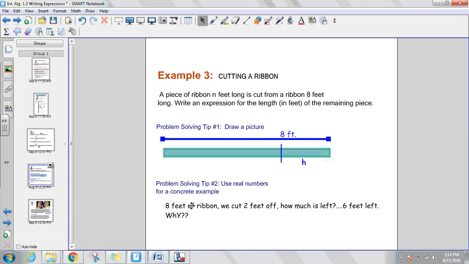What operation are we using? Well, if we cut 2 feet off, we are subtracting that 2 feet. 8 minus 2 gives me 6. So we're going to do the exact same thing in our example where we don't know how long the piece is that we cut off, so we called it N. That'll work for whatever number N is.